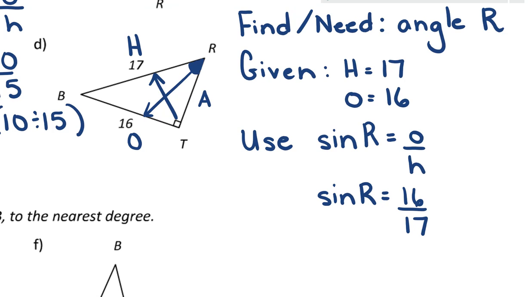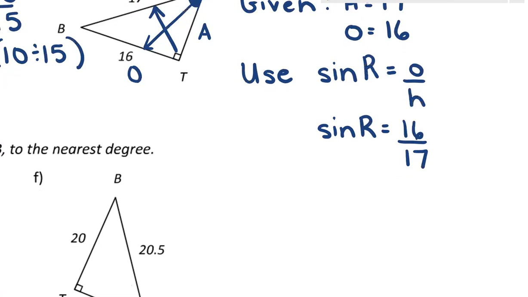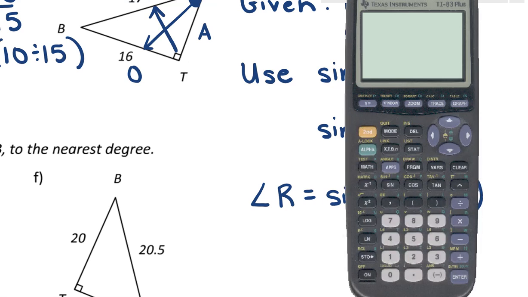Yeah, this part's easy. The next one is not so easy because we're looking for angle R. How do we find angle R, Anthony? You do the sin to the minus 1 of 16 divided by 17. Okay, so let's try that.